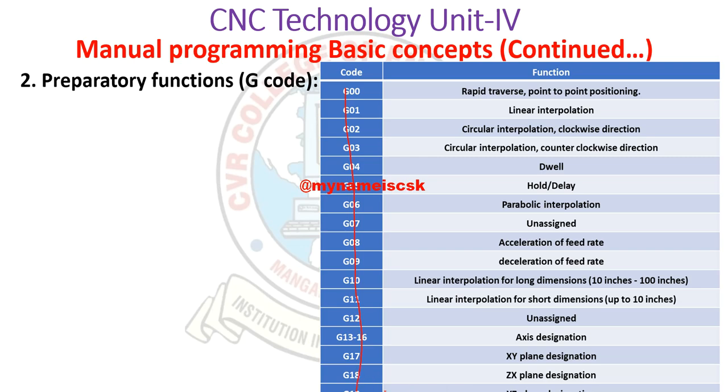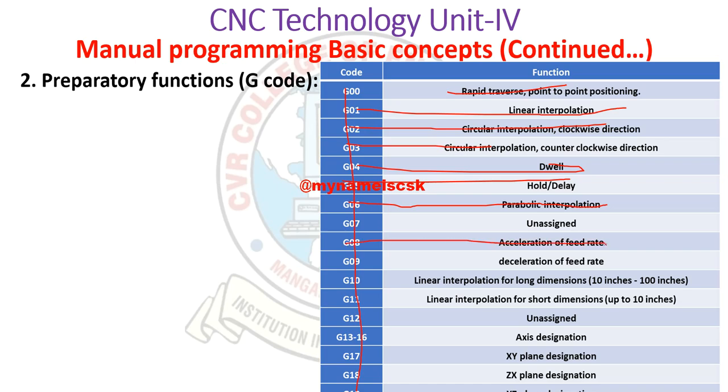So here till G19: G00 rapid traverse, G01 linear interpolation, G02 circular interpolation clockwise, G03 circular interpolation counterclockwise. Rapid traverse goes to home position and positioning, so we use G00. If it has to move linearly along the x axis, y axis or z axis, we use G01. When it has to move in the xy, yz or zx direction, then we use clockwise or anti-clockwise. G04 dwell, it will stop sometimes, hold or delay, then G06 parabolic interpolation. If it has to move in a parabolic path, then we use parabolic interpolation.